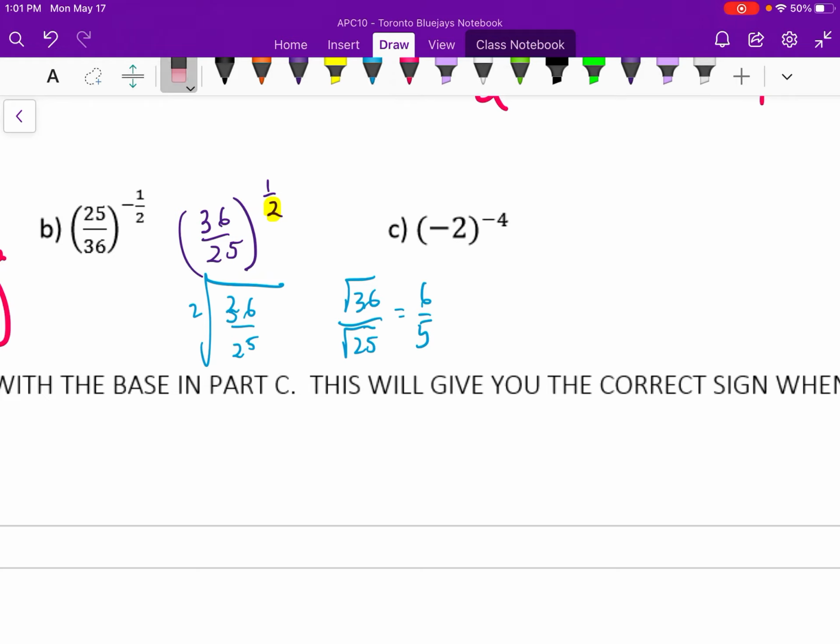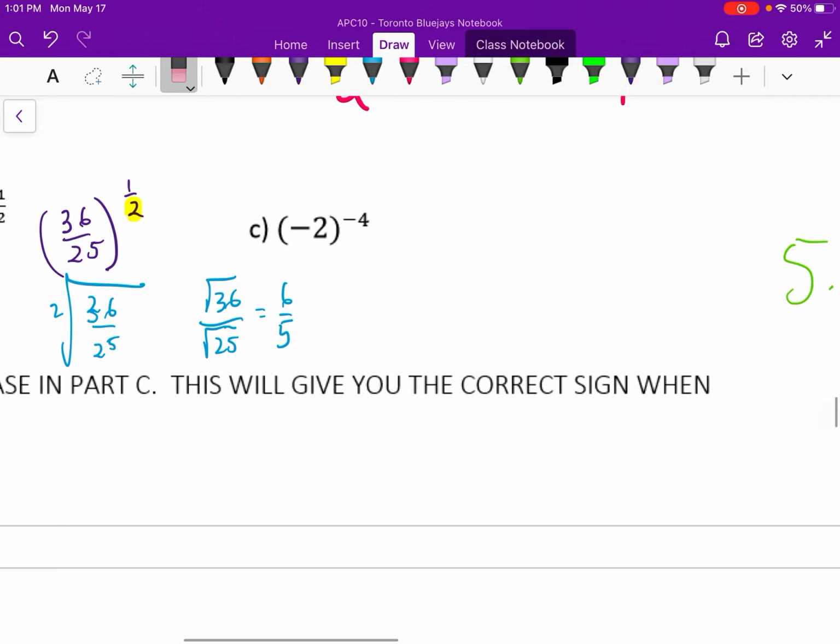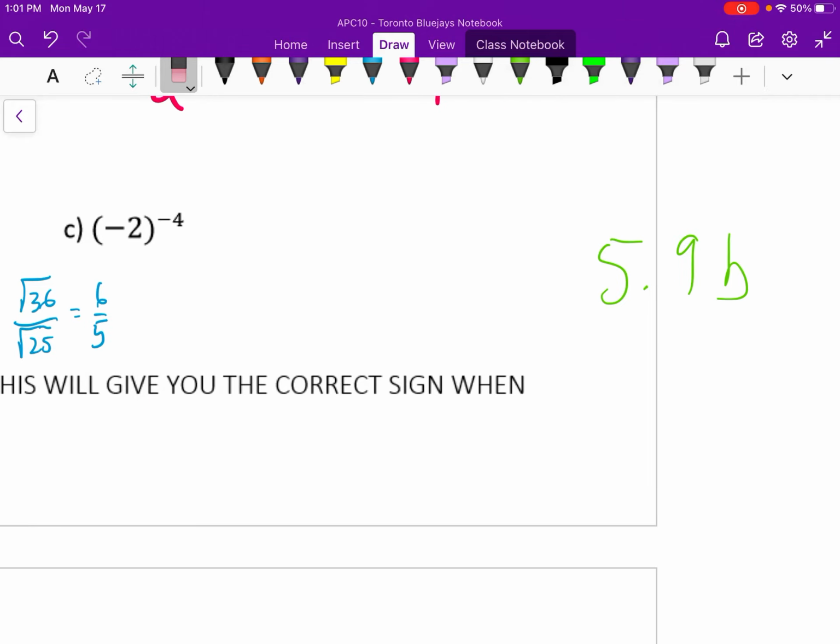All right, good times. So let's go on to my last example here. And this is negative 2 to the power of negative 4. Now, do you notice that negative 2 is in brackets? Actually, whenever you're dealing with bases, it's sometimes better to put it in brackets because it shapes your mind and how you think of this.